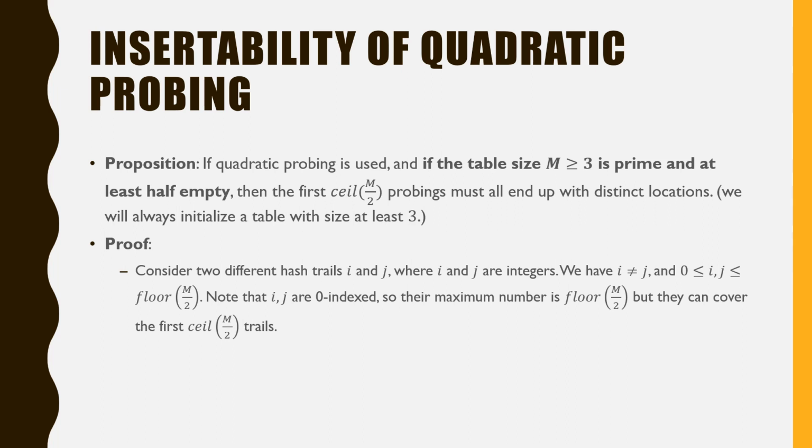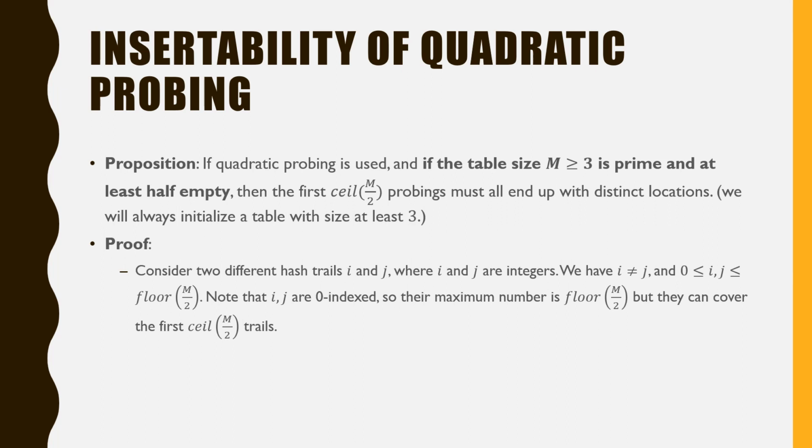We are adding the condition M larger than or equal to 3, as M will be odd in this case, which allows us to express the number of records using floor and ceiling more easily. In practice, we will always initialize the table with size at least 3 to satisfy the condition.